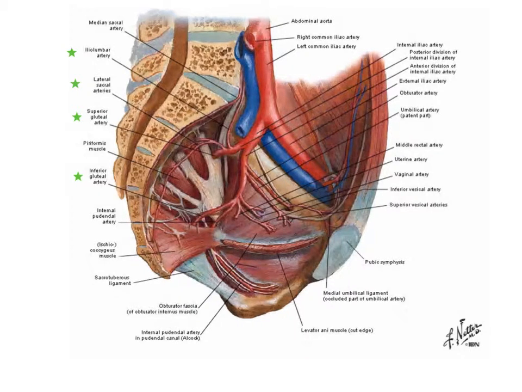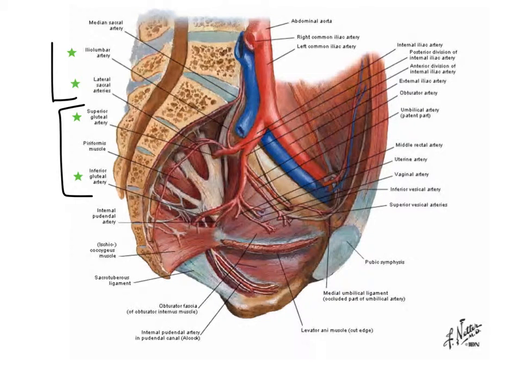So we're going to go through the arteries one by one and talk about what they supply and where they end. We already started talking about the anterior and posterior divisions. So we said the posterior division has 4 branches. 2 of those branches, being the iliolumbar and the lateral sacral, are going to go back towards the body wall, while the superior and inferior gluteal are going to exit the pelvis and supply the gluteal region.